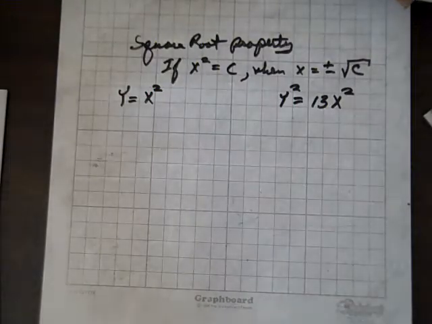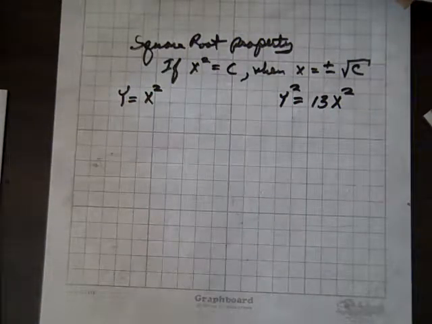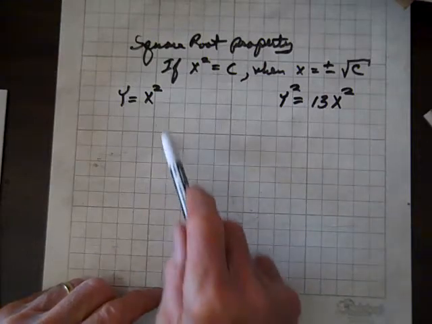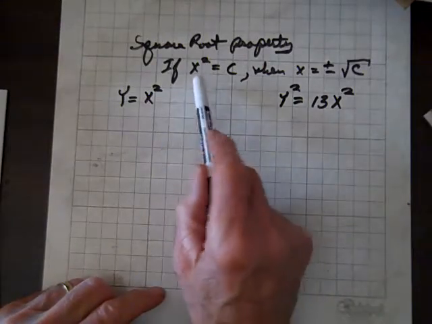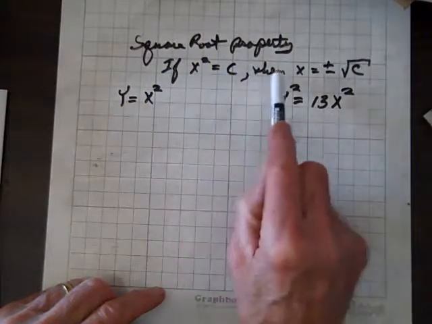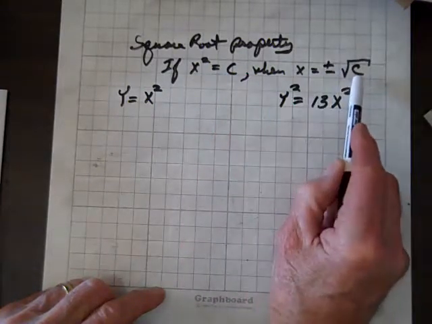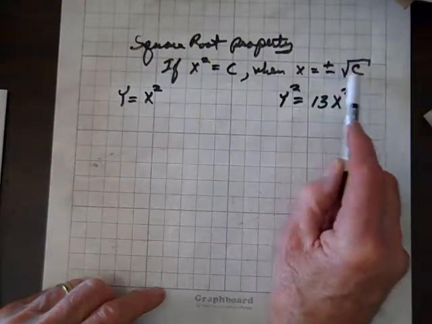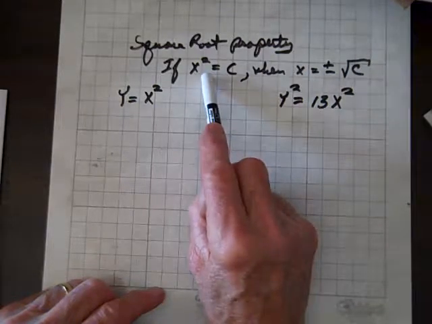Well, let's talk a little more about functions. First of all, I want to point out the square root property, and that's this. If x squared equals c, then x equals plus or minus root c. These are the solutions to this equation.